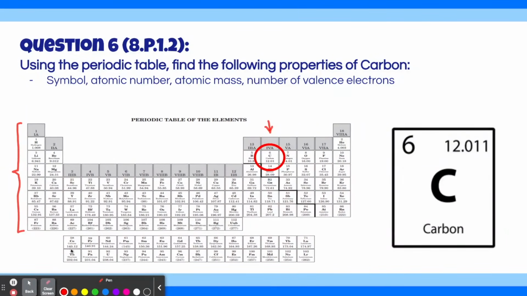All the elements in a group have the same number of valence electrons. Valence electrons are the electrons in the outer shell of an atom. This is very important because it determines how atoms react with other atoms. If two elements have the same number of valence electrons, they react similarly. Therefore, all the elements in a group are chemically similar. How do we find the number of valence electrons just by looking at the periodic table?